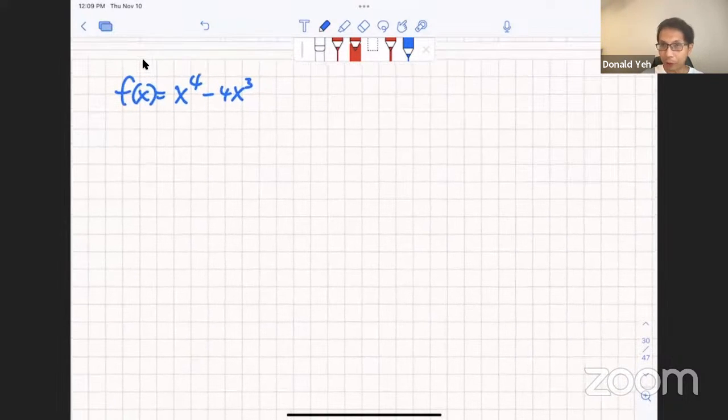So what I'm going to do is I'm going to start from scratch, from the original function. Here, what we're going to do is figure out the x-intercept and y-intercept. If you figure out the x-intercept and y-intercept, that's the way to do it.